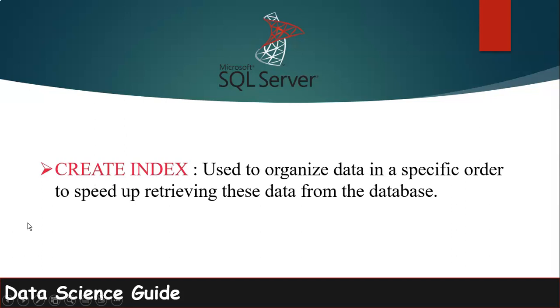And the index constraint is used to organize data in a specific order to speed up retrieving this data from the database. So if the data type in a column is numbers, this index can organize the data from the smallest to the biggest number. And if this column is string, the index will organize it alphabetically.